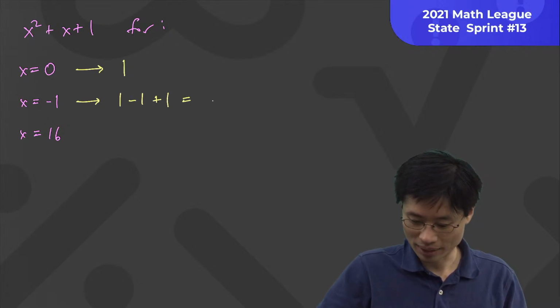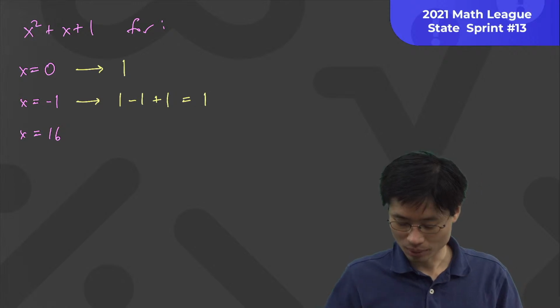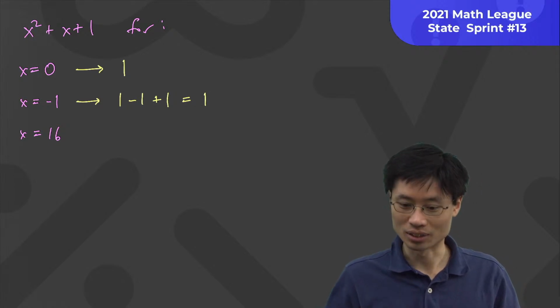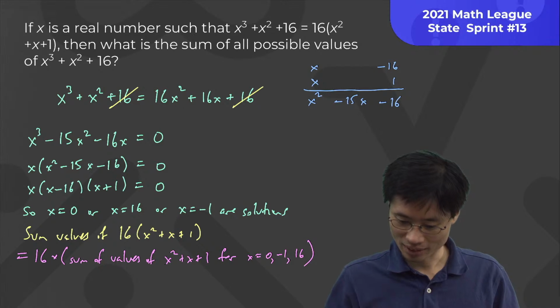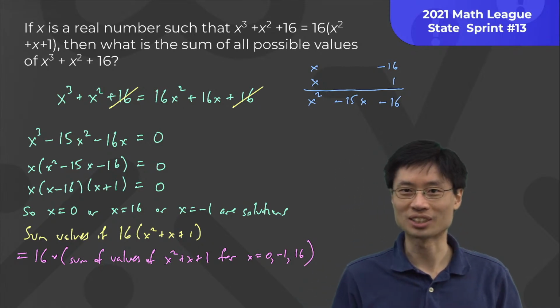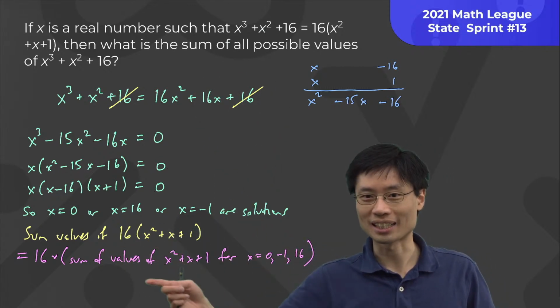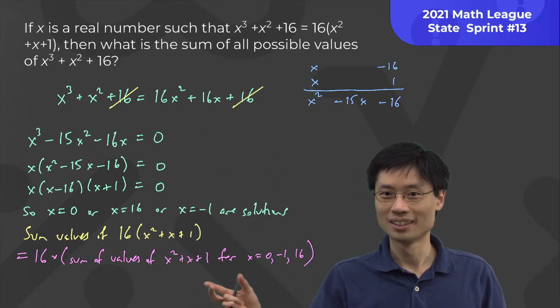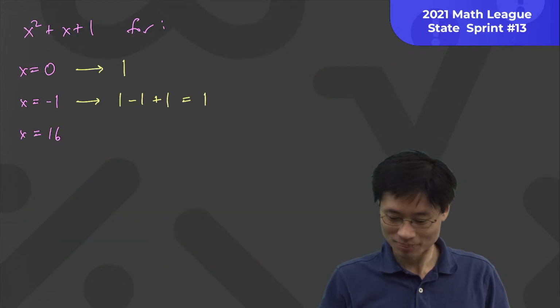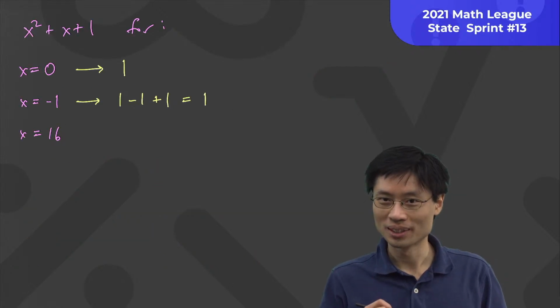So that's going to give me 1. Whoa, that's interesting. Now I'm looking at this. Ooh, tricky question. What's the sum of all possible values? Wait a second, I just repeated a value. If I repeated a value, I shouldn't sum both of them.